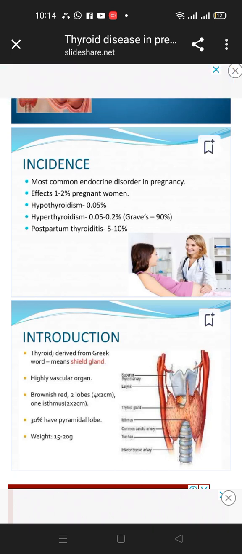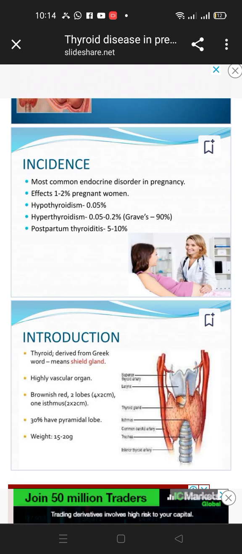We are discussing thyroid disease in pregnancy. Either it can be hyperthyroidism or it can be hypothyroidism. Now, it is the most common endocrine disorder in pregnancy, affecting about 1 to 2% of pregnant women. Hyperthyroidism is most commonly seen in Graves' disease, in 90% of the cases, and hypothyroidism affects about 0.05% of cases. And also in postpartum thyroiditis, the incidence is about 5 to 10%.